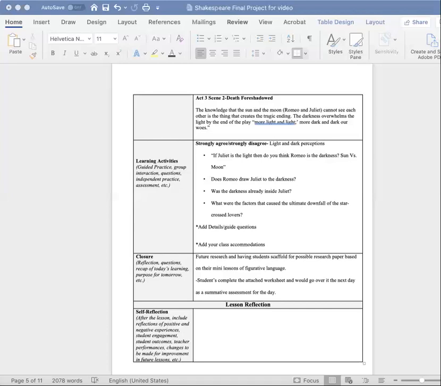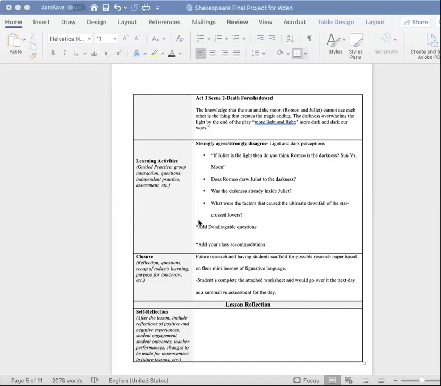I've included a section here for details and guiding questions. And those will be specifically based on your unit, so making sure you have space for originality as well as your classroom accommodations. So your students with IEPs and 504 plans, you could include that here as well.